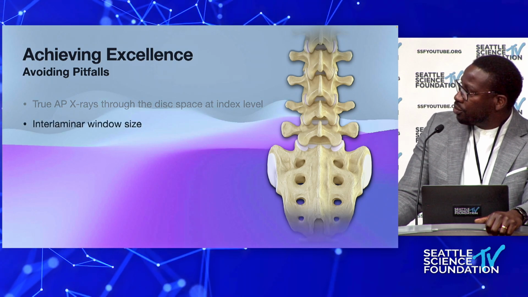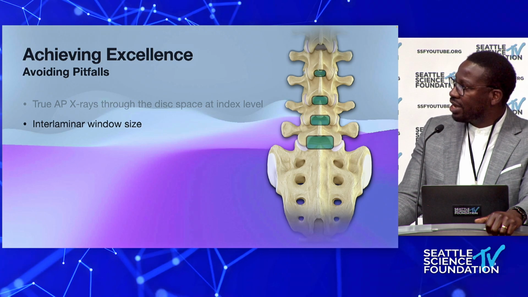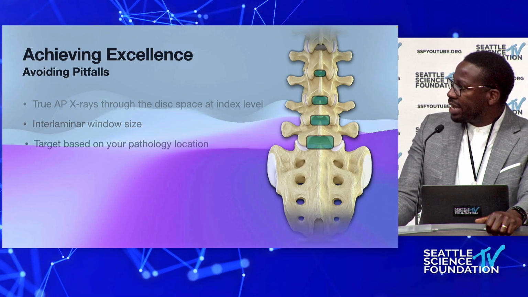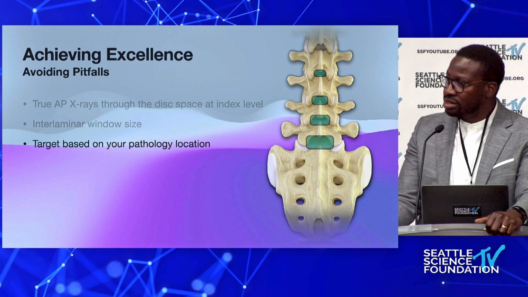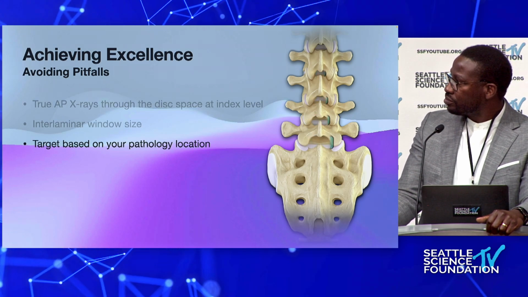As you can see, that interlaminar window size is pretty large at L5-S1, and as you go up to L4-L5 and higher, it starts to get smaller. So you want to be able to maximize the approach, and I would say probably L4-L5 is the limit for a non-bony removal interlaminar discectomy.